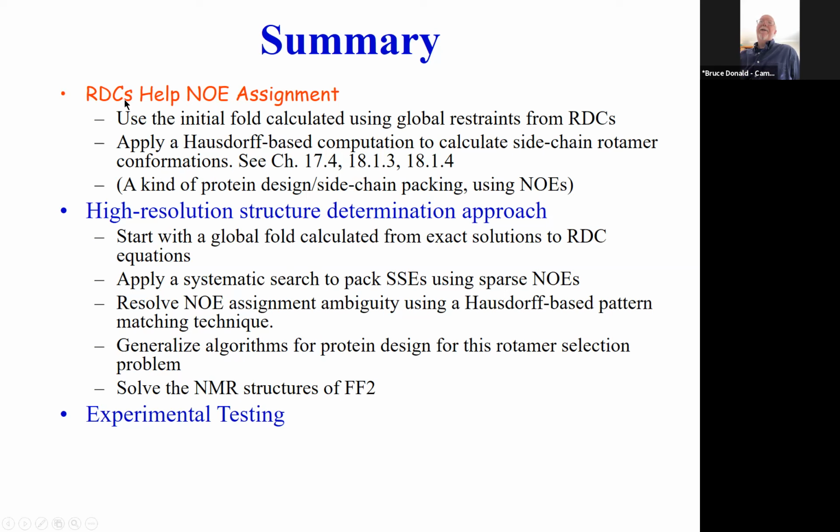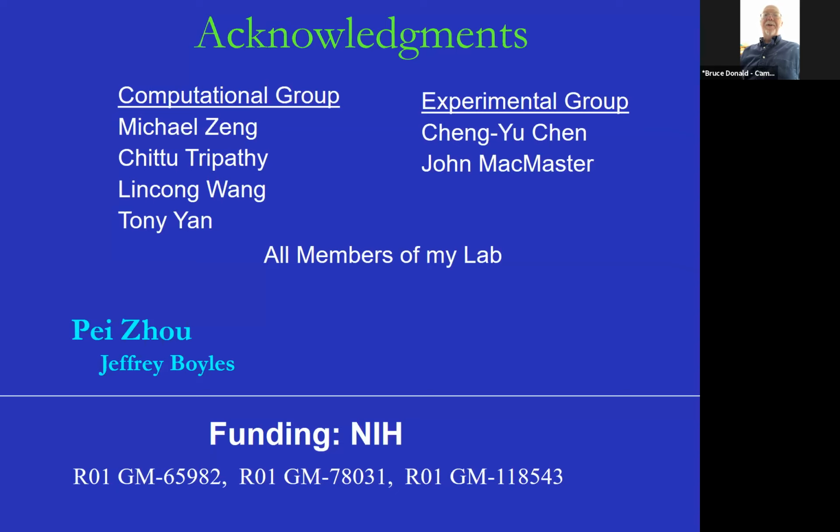So the protocol that might make sense here is to start with a global fold calculated from the exact solutions to these RDC equations. We can apply a systematic search to pack them together using easy-to-assign sparse NOEs. Then we can use that to put on loops and resolve the rest of the NOE assignment problem. There are a number of things to be said for it, but from our point of view in this lecture, it's the information content in RDCs. And again, this is a collaboration. A lot of the data is from Peugeot's lab, and other people have contributed, mostly in my lab as well.